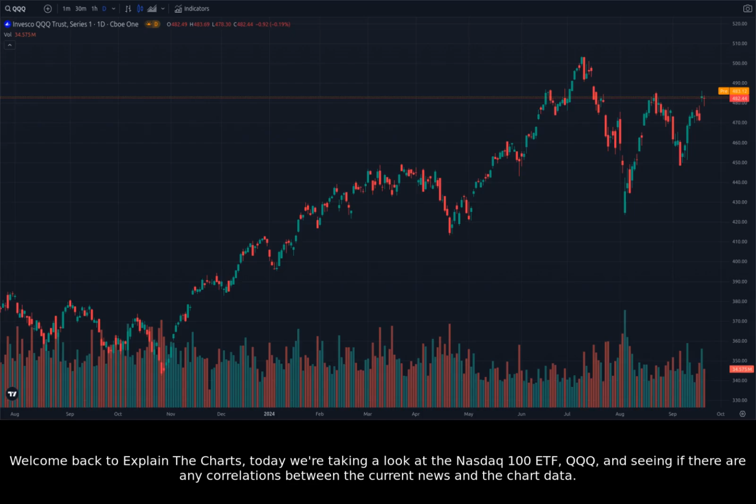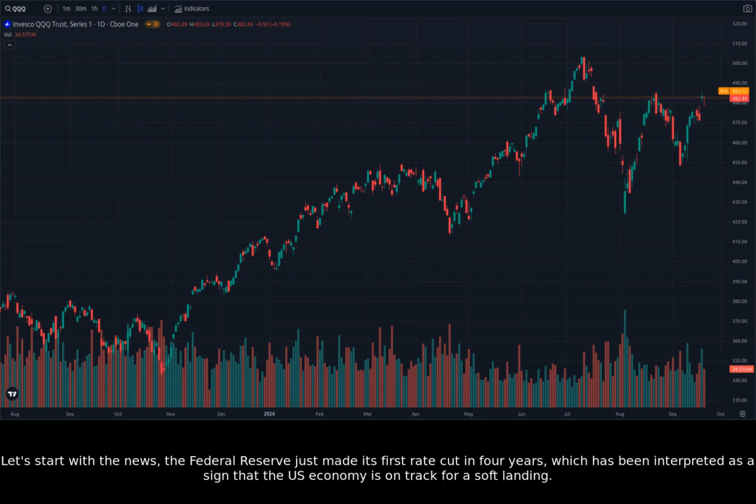Today we're taking a look at the Nasdaq 100 ETF, QQQ, and seeing if there are any correlations between the current news and the chart data. Let's start with the news.